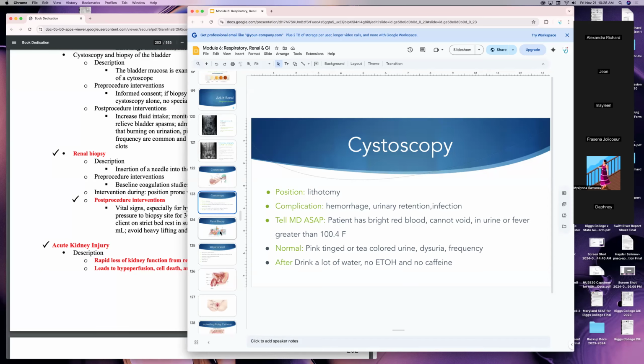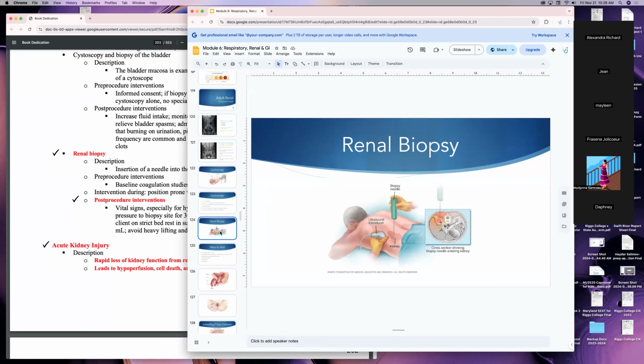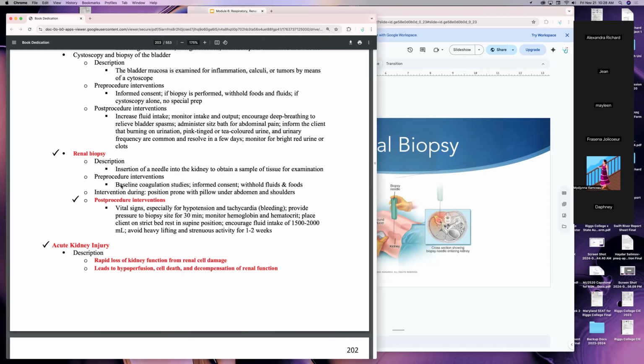Next up is a renal biopsy. A renal biopsy utilizes some type of imaging like ultrasound to obtain a biopsy of the kidney. What is important here is that before a renal biopsy, they need to do baseline coagulation studies, because the risk of bleeding is high. Afterwards, our number one priority is to monitor blood pressure.